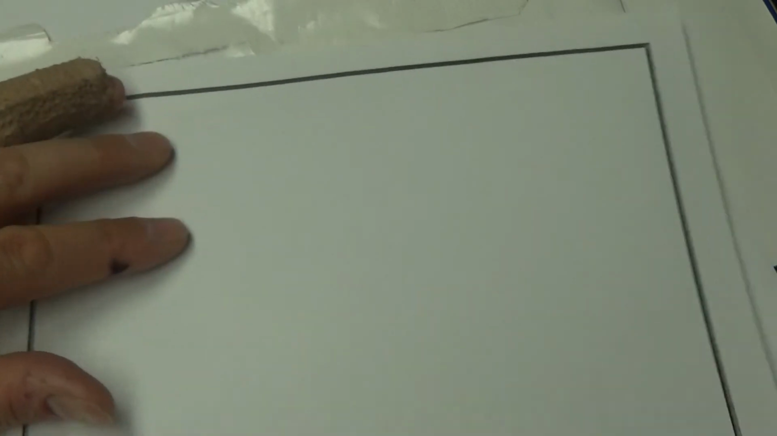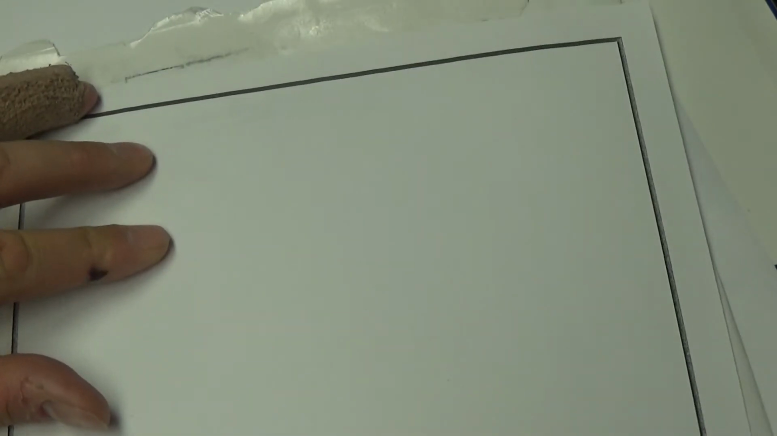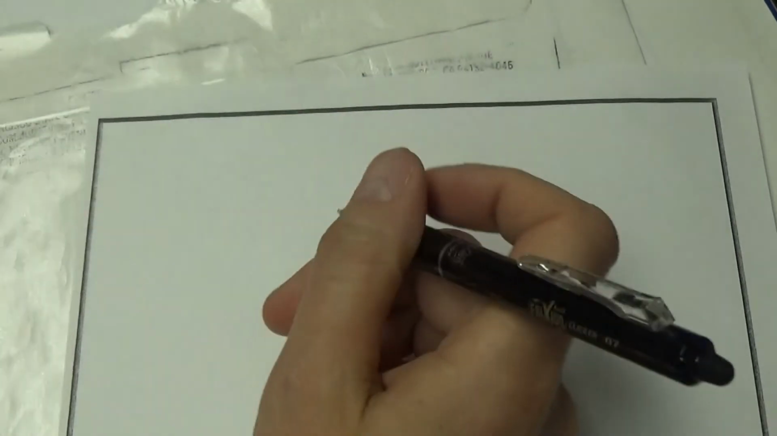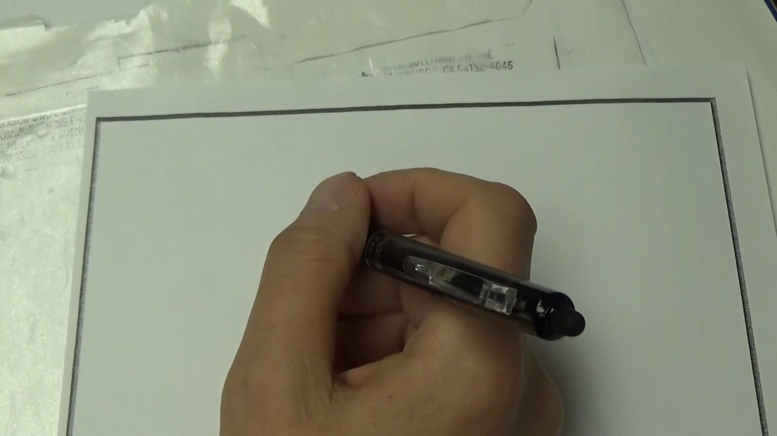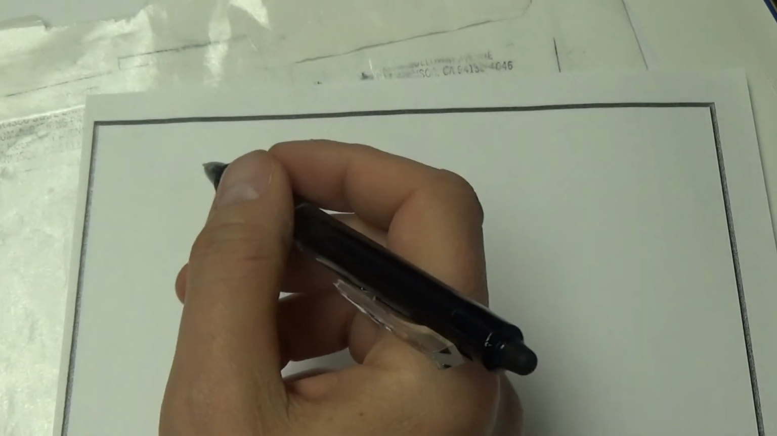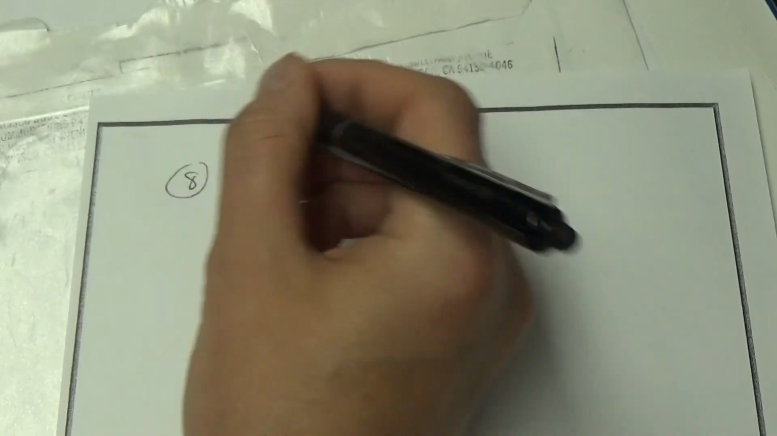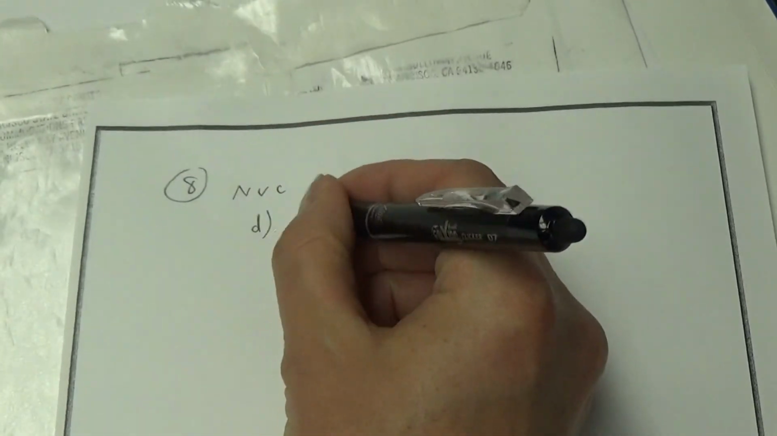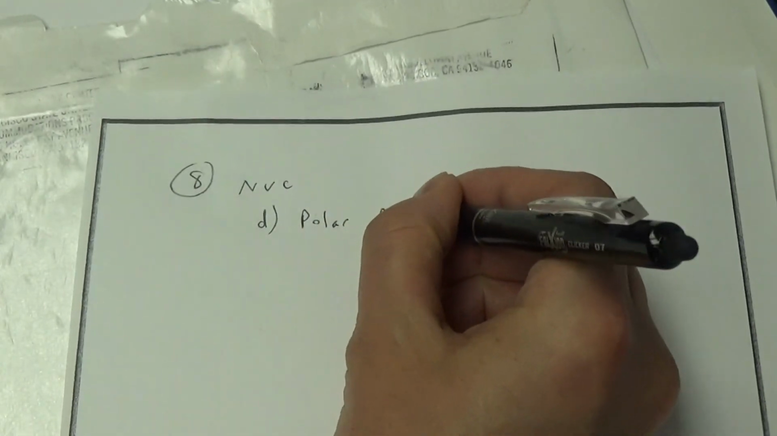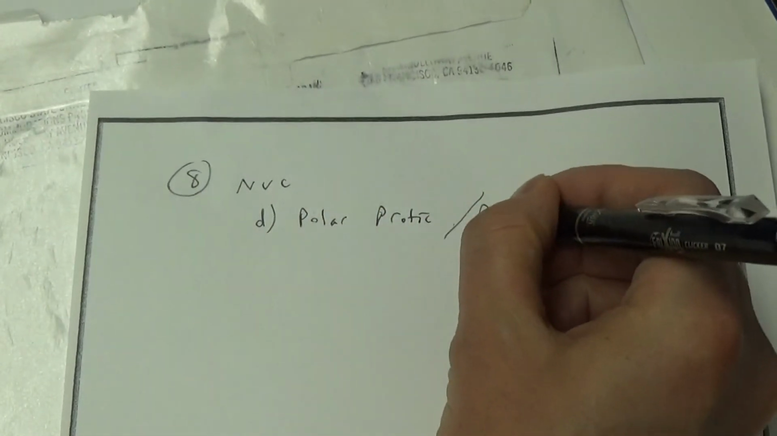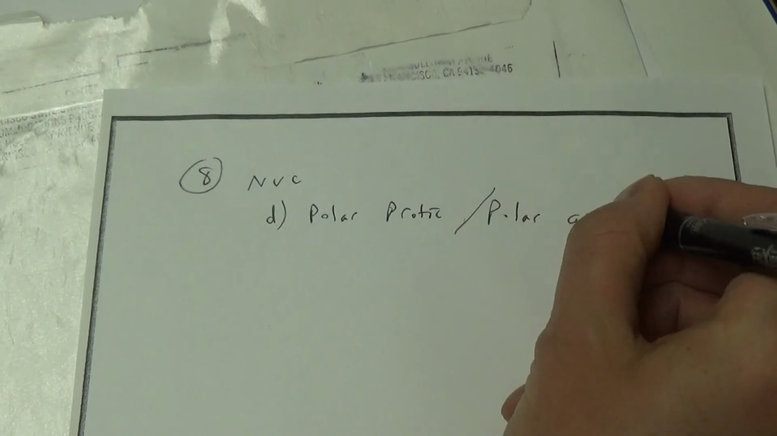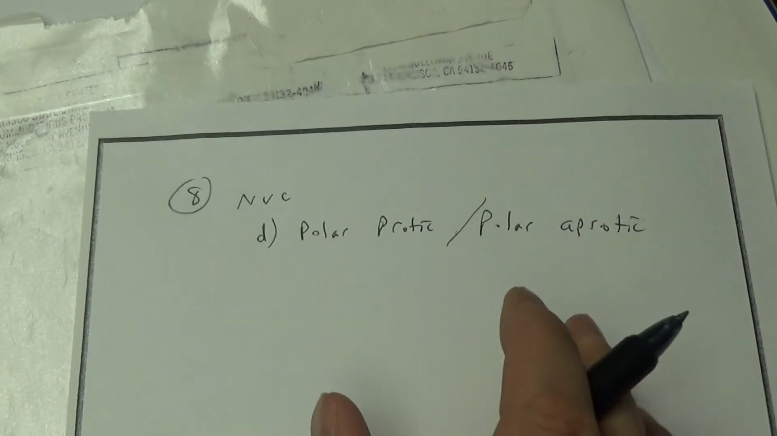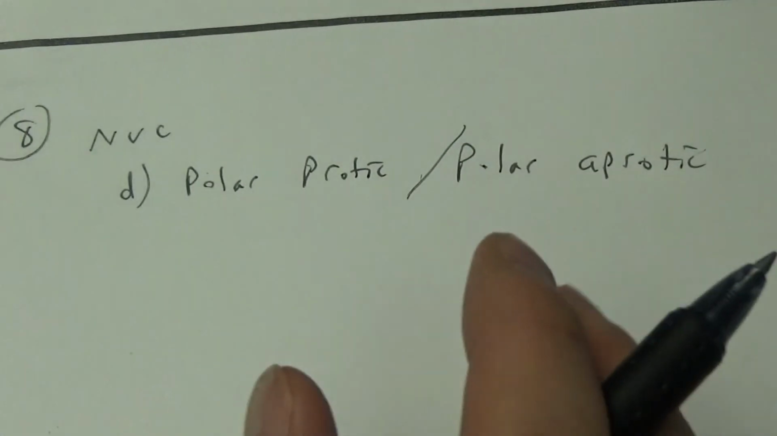Okay, so how fast do polar aprotic solvents speed up reactions? We're still on 8, which is on the nucleophile, D, which is on polar protic and polar aprotic solvents.